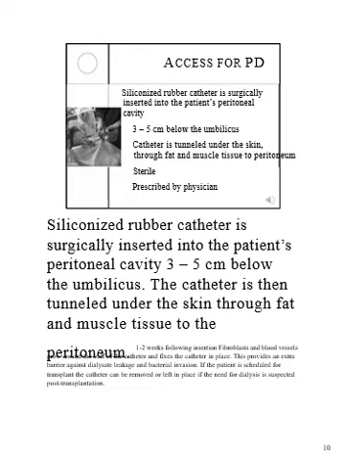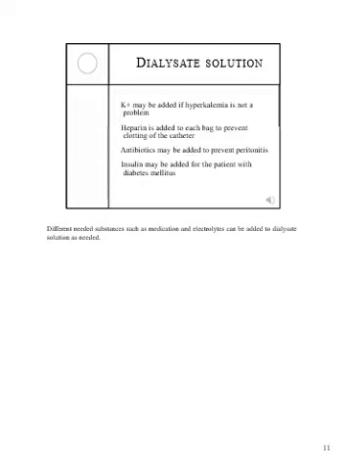If the patient is scheduled for transplant, the catheter can be removed or left in place if the need for dialysis is suspected post-transplantation. Different needed substances such as medication and electrolytes can be added to the dialysate solution as needed.